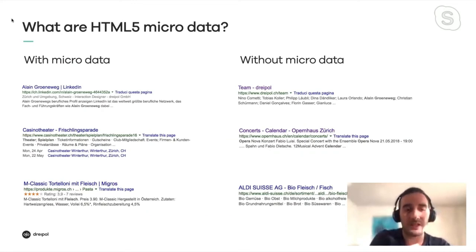So for example, if we see those results on the left, they are all using microdata. For example, if we check the casino theater example, in that application I have used microdata to list all the events, and Google could scrape the stuff from the HTML and index the events and understand when they will start and what the event details are. The same goes for products. You can add microdata to enhance the reviews of a product or anything. Without microdata, no luck. You just have flat results on Google.